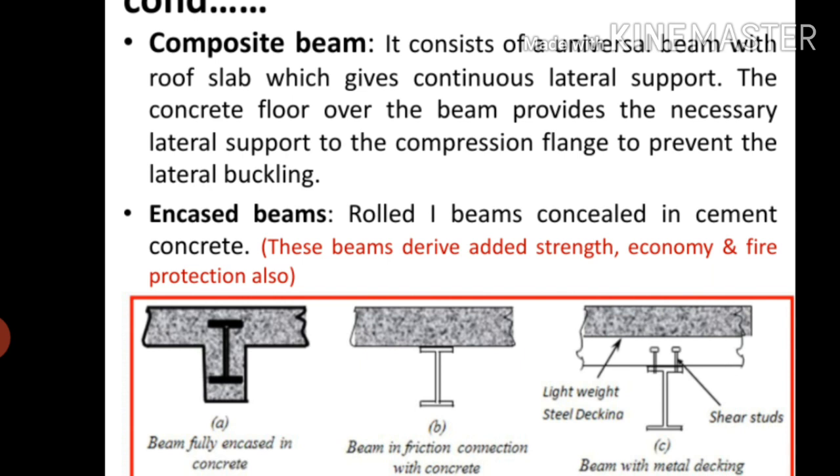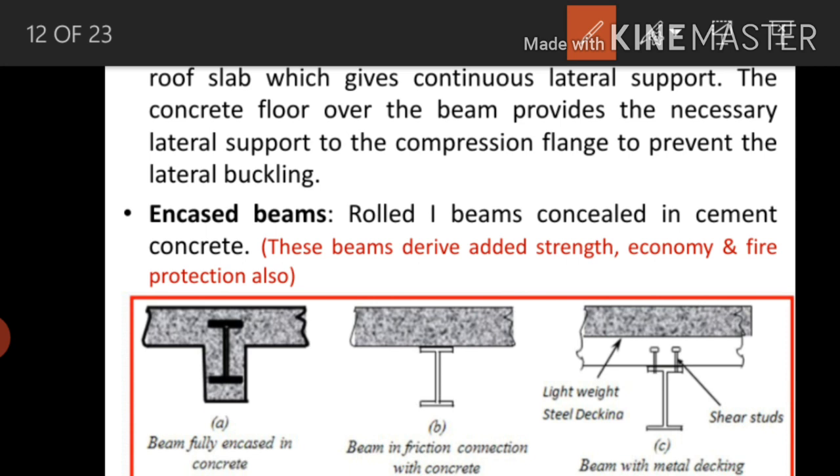So here the beam is given in friction connection with the concrete. If you provide this kind of beam, the compression flange is restrained against lateral buckling. Otherwise, if you go on applying a load without providing any lateral support, then this beam may be subjected to lateral deflection, or it is called lateral buckling, that is, it buckles sideways.